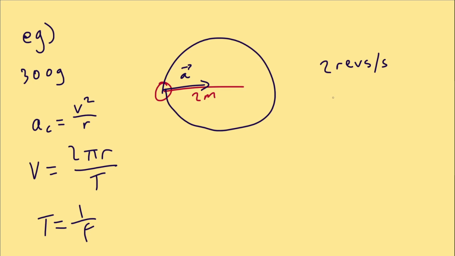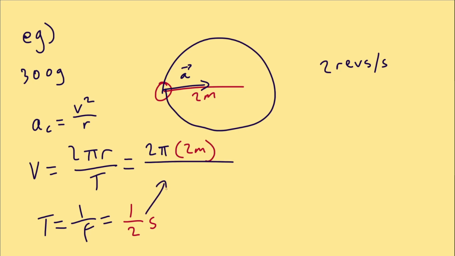Well, now we're ready to solve. We have the frequency. The frequency is 2 because it spins twice per second. That means time is equal to 0.5 seconds. And velocity is 2 pi times 2 meters, the radius, divided by our new time value, so 0.5. Chuck this into a calculator, you get roughly 25.132 meters per second.